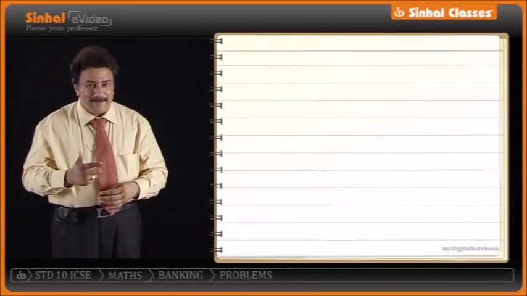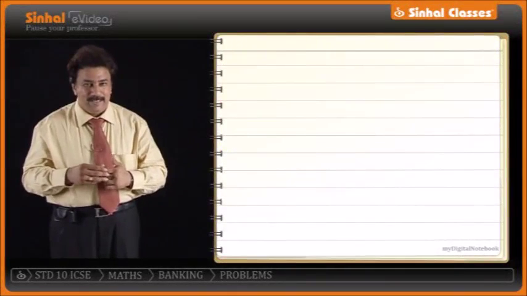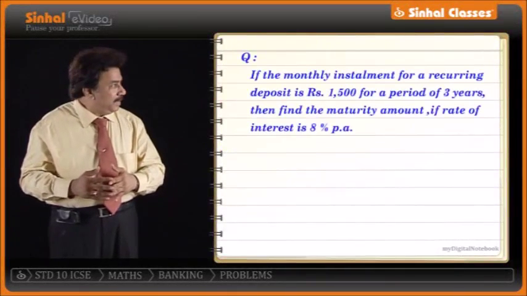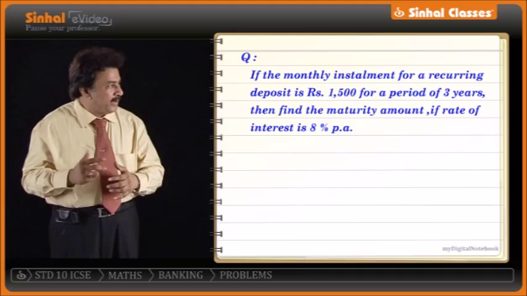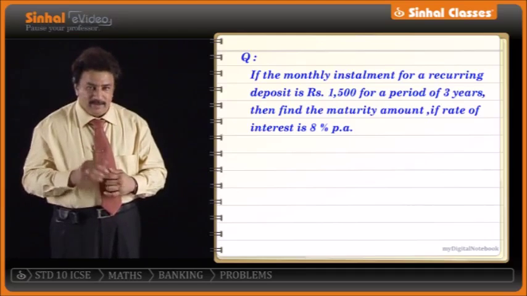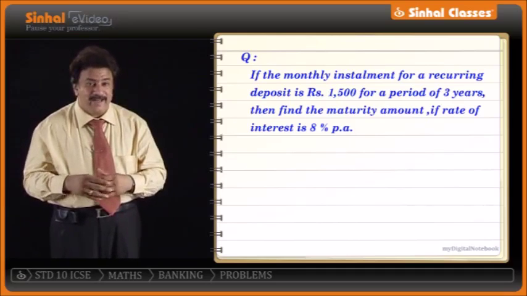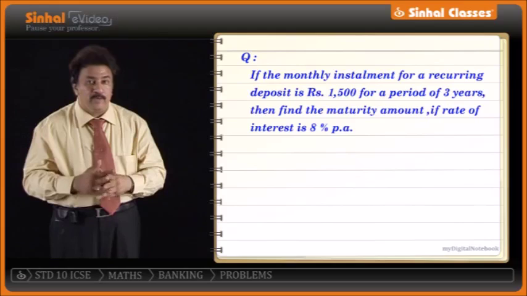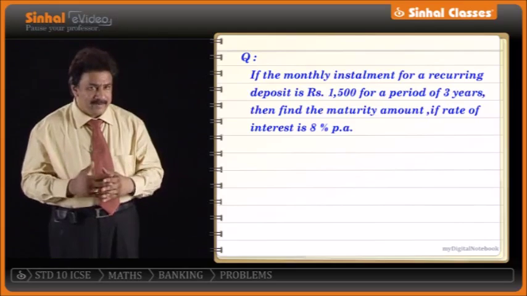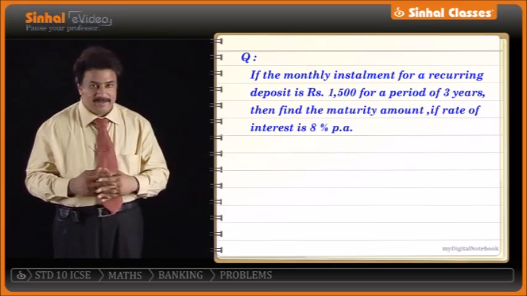We pick up a next sum, which is on a similar background of the previous one. Let's read the sum. If the monthly installment for a recurring deposit is rupees 1,500, so in this sum the monthly installment is rupees 1,500. That is MI is equal to rupees 1,500. What else is given to you? For a period of 3 years.